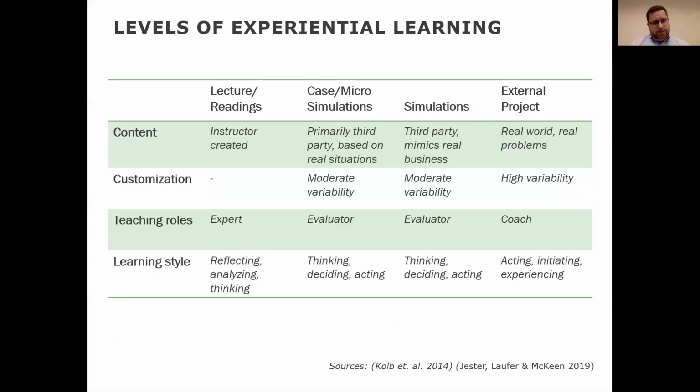When we grappled with this further at the MBA roundtable, Kolb, Jester, Loeffler, McKean, especially Jester, Loeffler, McKean, they really baked the levels of experiential learning into these 4 different levels. They range from lectures and readings to cases and micro simulations to simulations, and then the external project. And the content varies, as well as the roles that we take on as educators, how customizable it is, and what the learning style is of the students.